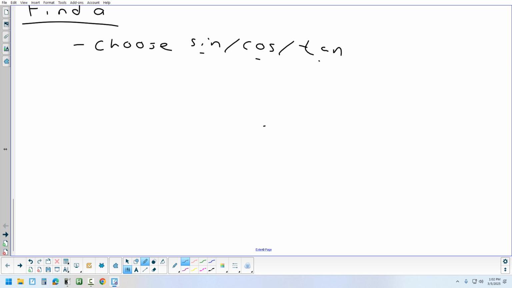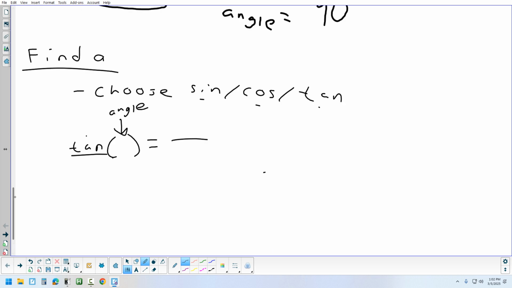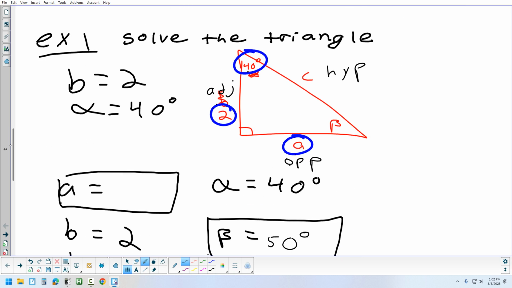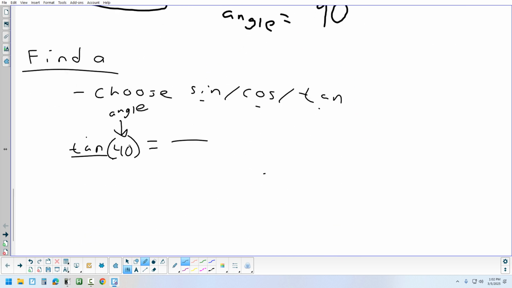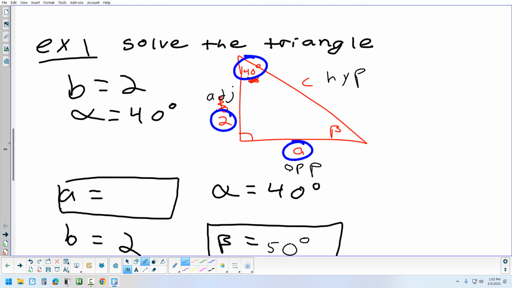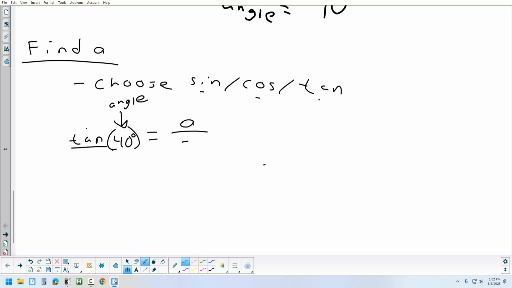So you write down a trig function, what you're plugging into the trig function, and then a fraction on the other side. So our trig function is tangent. What we fill in here is the angle. So would it be 40? In this case, we're doing everything with the angle that was given, the 40. Yep. So tangent of 40 equals, and now opposite over adjacent. So A over 2. Yep. A over 2. And now we solve for A.